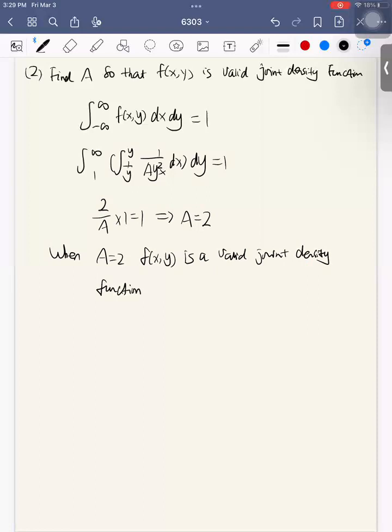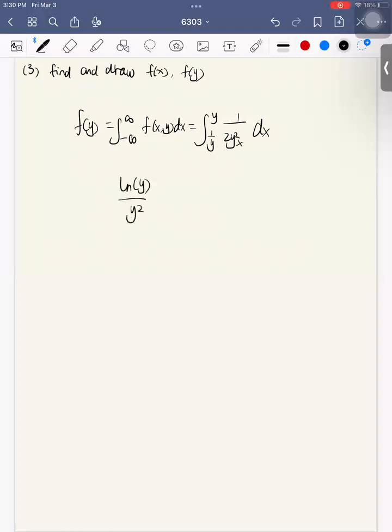Now let's look at the third question. It asks us to find and draw f_X and f_Y. For f_Y, we can find its integral. So we can find the f_Y function. After solving this integral, we have this equation here, ln y over y squared.